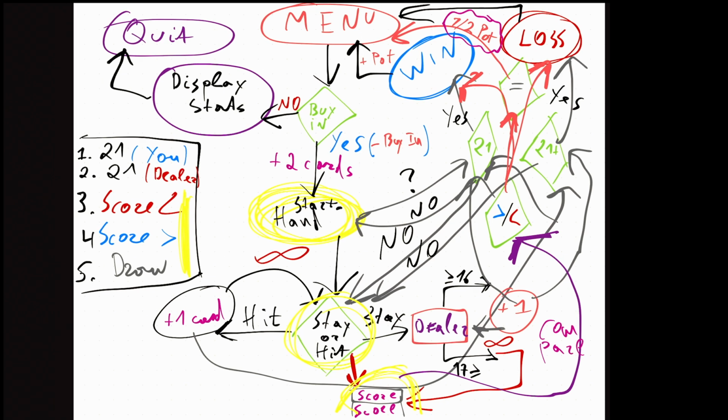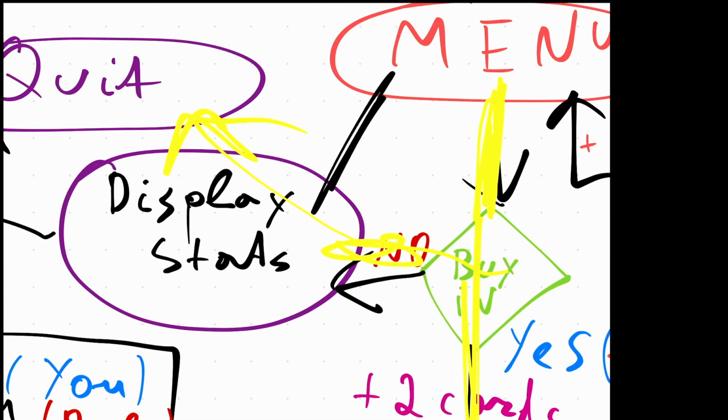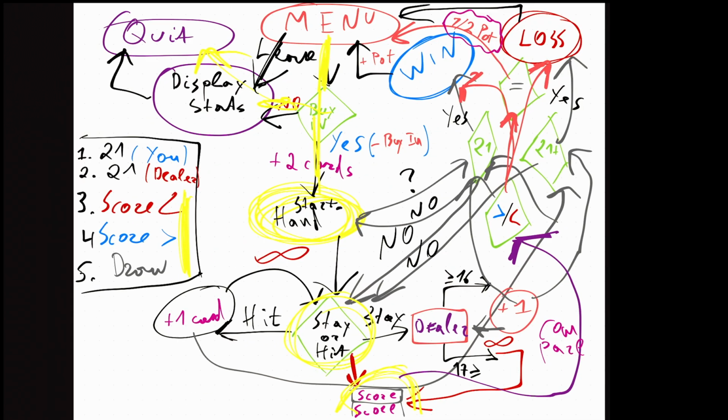Hand. So let's just trace this. We start from the menu, right? We check for the buy-in. If you can afford the buy-in, then you play. If you can't, you get your stats displayed, and then you lose. And there are two ways, as I said, to lose or to exit. Either you just choose to leave, or you don't have enough chips.